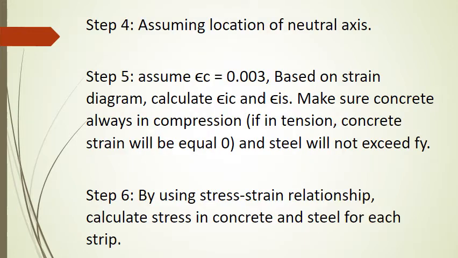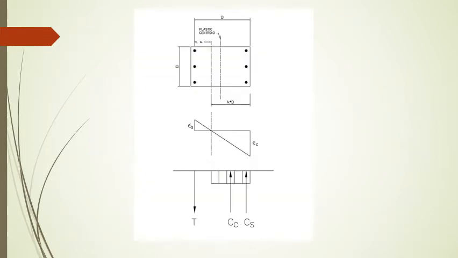Step 4. Assume the location of the neutral axis. Step 5. Assume epsilon c equals 0.003. Based on the strain diagram, calculate epsilon ic and epsilon is. Make sure the concrete is always in compression; if in tension, the concrete strain will be equal to 0, and the steel stress will not exceed Fy. Step 6. By using the stress-strain relationship, calculate stress in concrete and steel for each strip. Typical stress-strain relationship diagram.